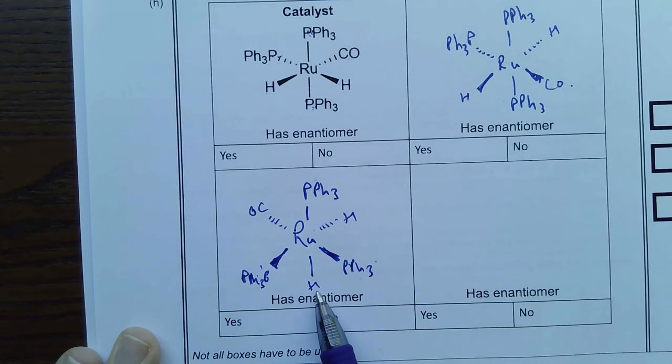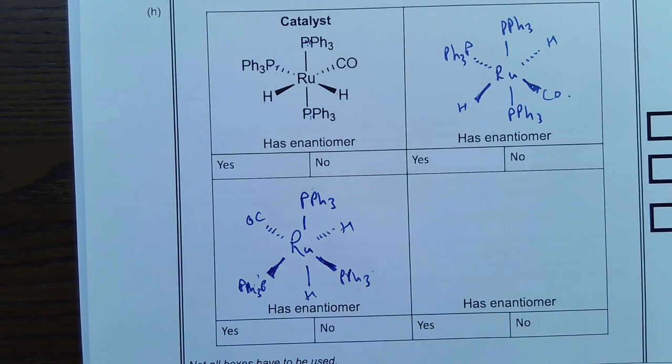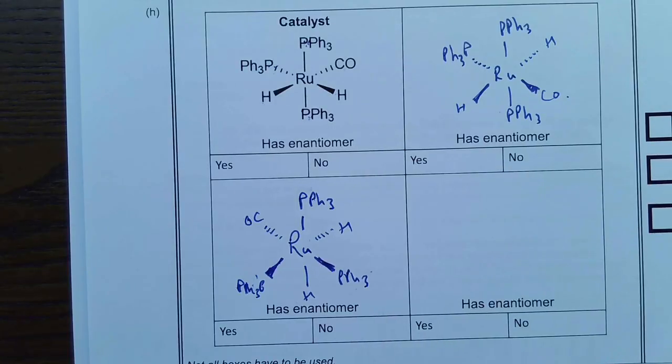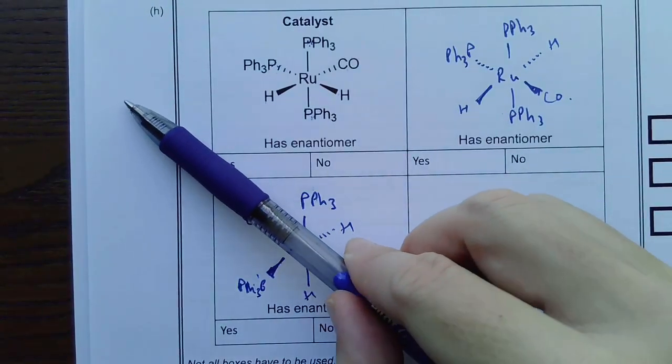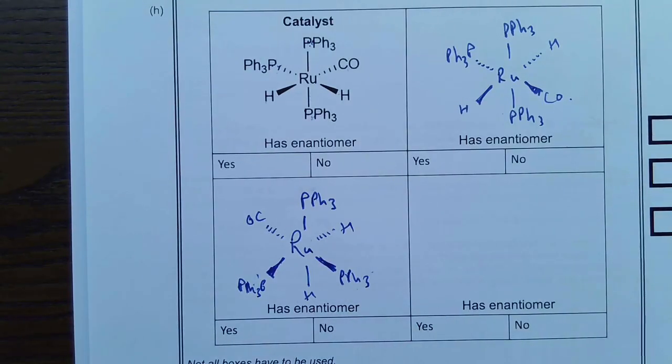So if I swap one of the hydrogens with the CO, am I going to make a different compound? And it should be clear that no, you're not going to be able to do that, because now it's symmetrical. There's a plane of symmetry along here. So any change you make is just going to produce the same compound. So we don't need that one.